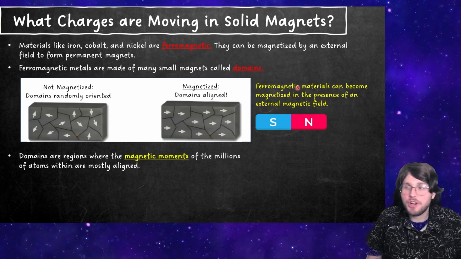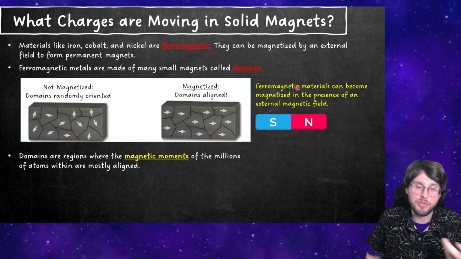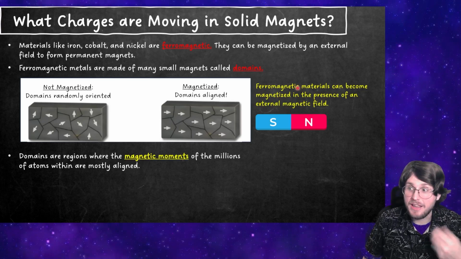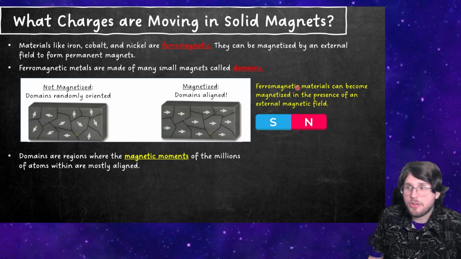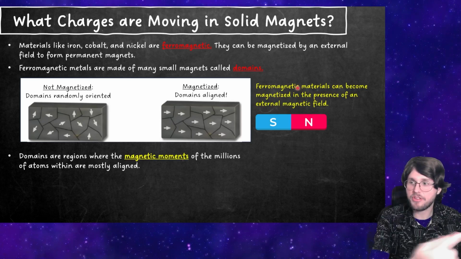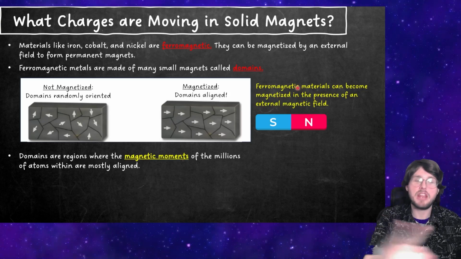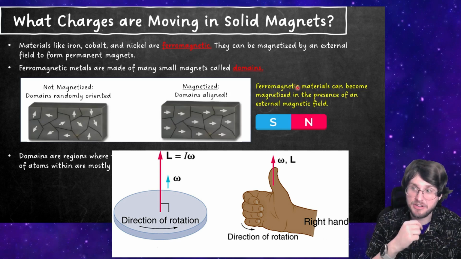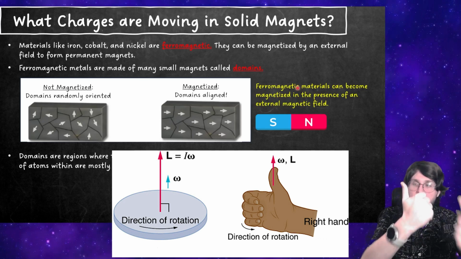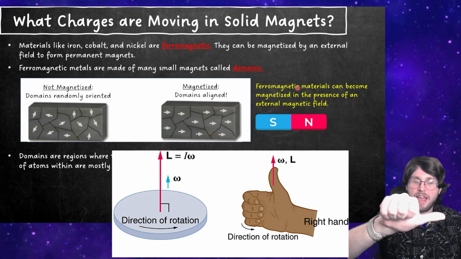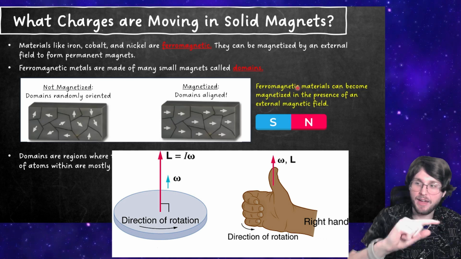So domains themselves are just regions where the magnetic moments of millions of atoms inside of that region are mostly aligned. And magnetic moment here is where we get our moving charge. So in mechanics, when you have an object rotating around a central axis, later on in the rotation unit, you can describe the rotation of that object as having a certain amount of angular momentum. Angular momentum is a quantity that's perpendicular to the path that the object is rotating around. And so we can estimate the direction of angular momentum by curling our fingers in the direction of the path that an object rotates around.